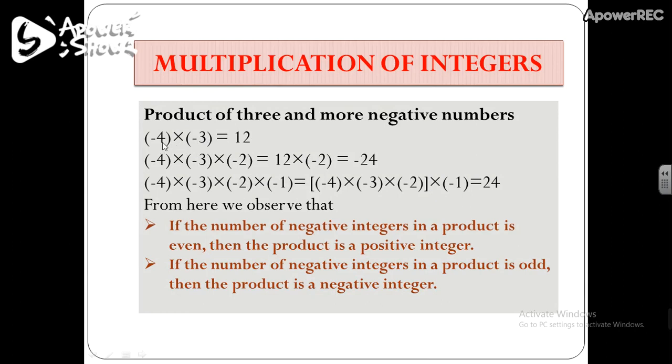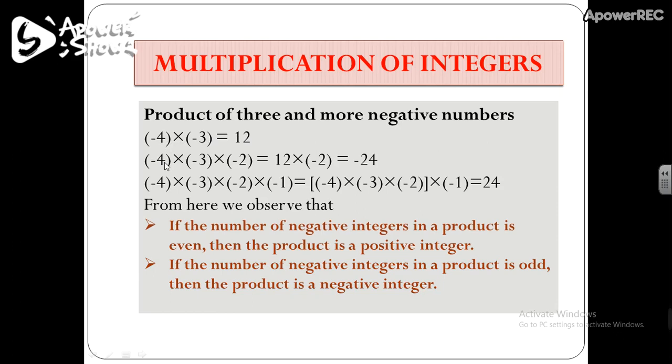So the first one is minus 4 multiplied by minus 3. Again, these two are negative integers, so we just multiply 4 and 3. 4 multiplied by 3 equals 12, and then we put the plus sign before 12. So minus 4 multiplied by minus 3 equals 12.